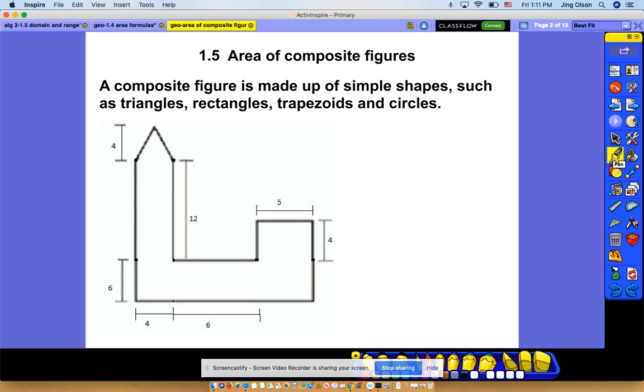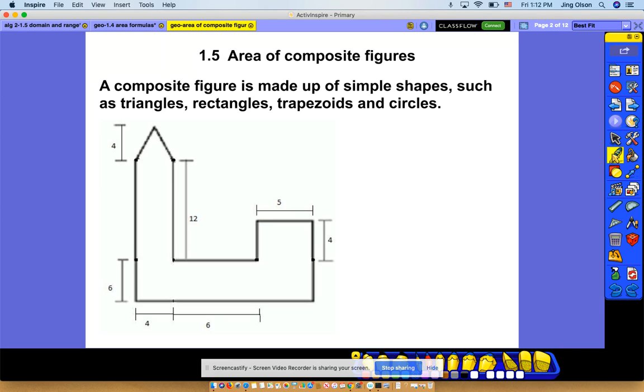Hi. In the last lesson, we learned the area formulas for all the shapes: the rectangle, triangle, square, trapezoids, and circles. And today we're going to build on that, 1.4. We're going to do the area of composite figures. A composite figure is made up of simple shapes such as triangles, rectangles, trapezoids, and circles. So the shapes we know.